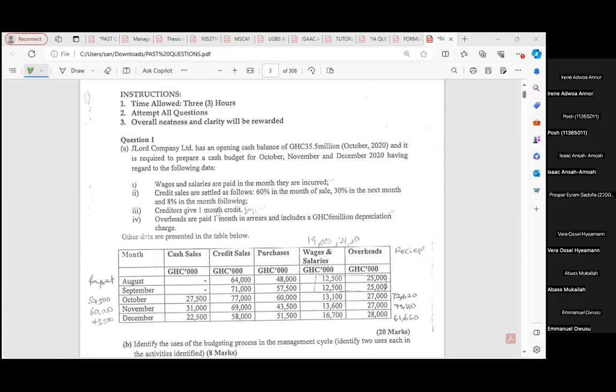Credit sales are to be settled as follows: 60% in the month of sale, 30% in the next month, and 8% in the month following. What are they trying to say? So 60 plus 30 is what? Is 90. Plus 8 is what? 98. So where's the 2%? Bad debt. But you see, this bad debt is different from the one that we did. It's also bad debt, but it's different from how we did the first one. The bad debt could come in either way, but you have to pay attention to at what point in time to apply the bad debt.